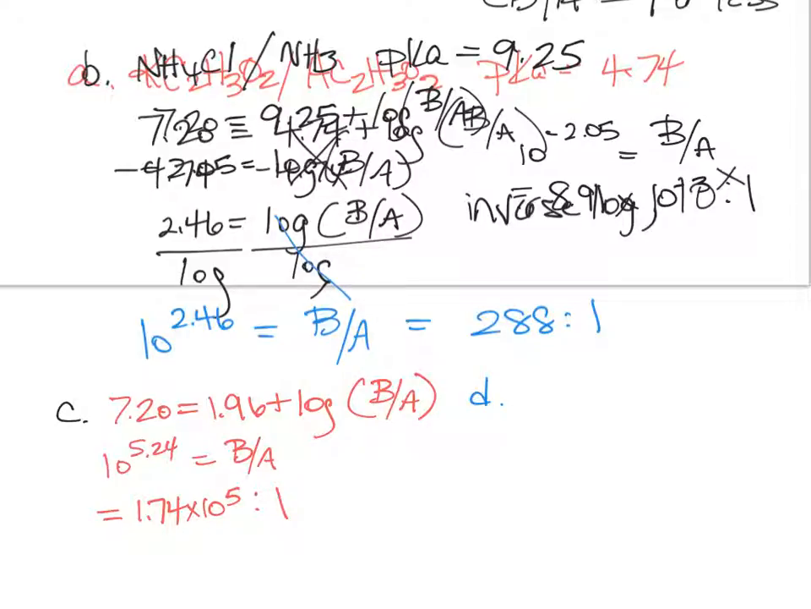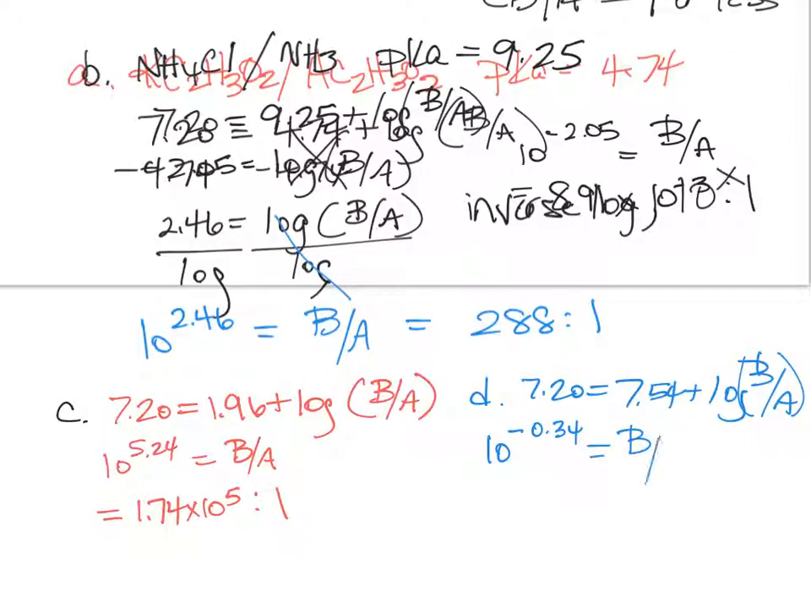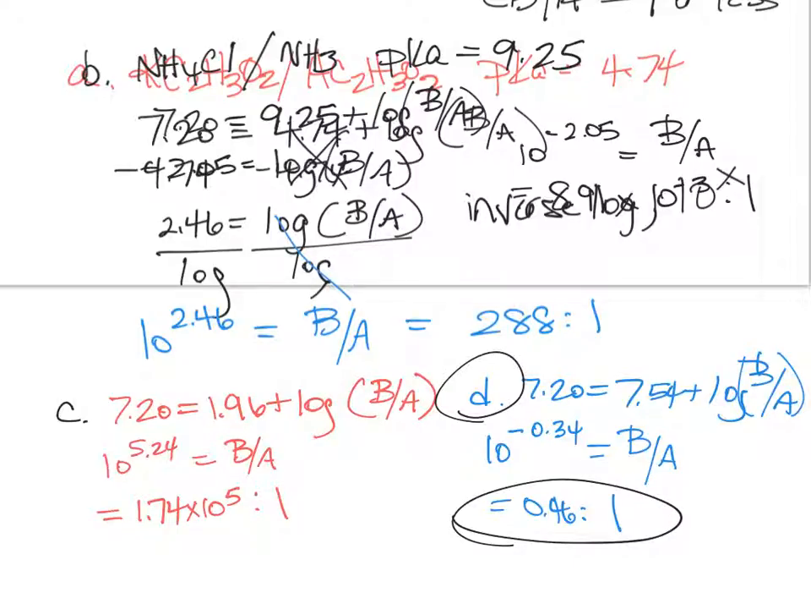And then lastly, letter D, we have 7.20 is equal to 7.54 plus log base to acid. And I subtract 7.54 from both sides, and I get negative 0.34. So 10 to the negative 0.34 is equal to the ratio of base to acid. And when I resolve that, it's 0.46 to 1. Okay, so I know that letter D is my best buffer because this gives me the smallest ratio. So KClO and HClO are my best buffer pair for this pH.